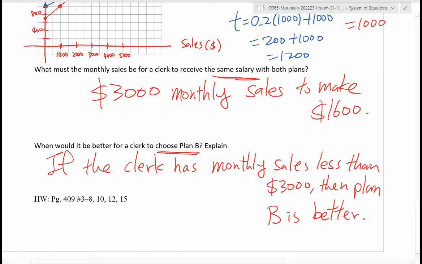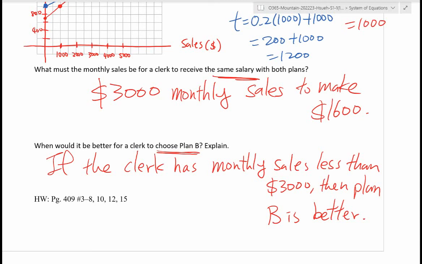So in that case, it really depends on if you're a good salesperson. If you are, then you should choose plan A because you have more potential. But if you are shy, not so much of an outgoing person, then you probably should choose plan B because maybe you will not be able to sell more than $3,000 worth of product.